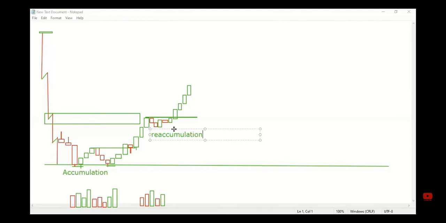Okay, so this is reaccumulation. So we call this a downtrend in volume terms. This is the markdown. Okay, when it's reaccumulation, there is more possibility that the market breaks the upper level and goes further up.